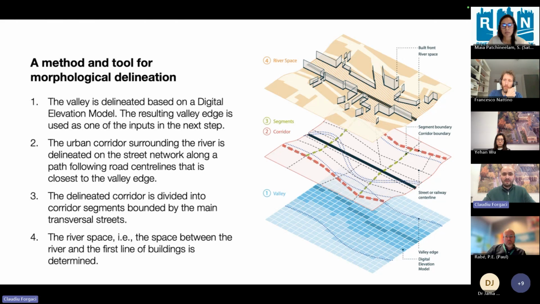And finally, on top of the diagram, you can see the river space, which is the space between the river and the first line of buildings. So this is the last layer of analysis. And they increase in level of detail.